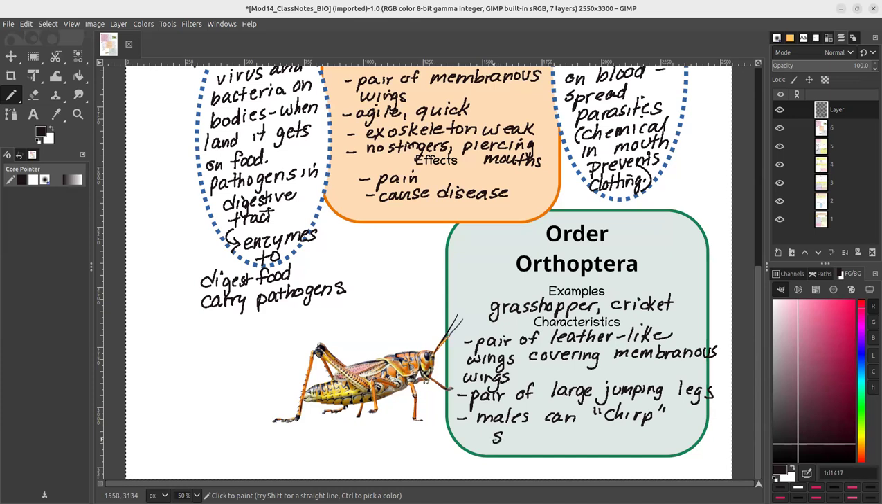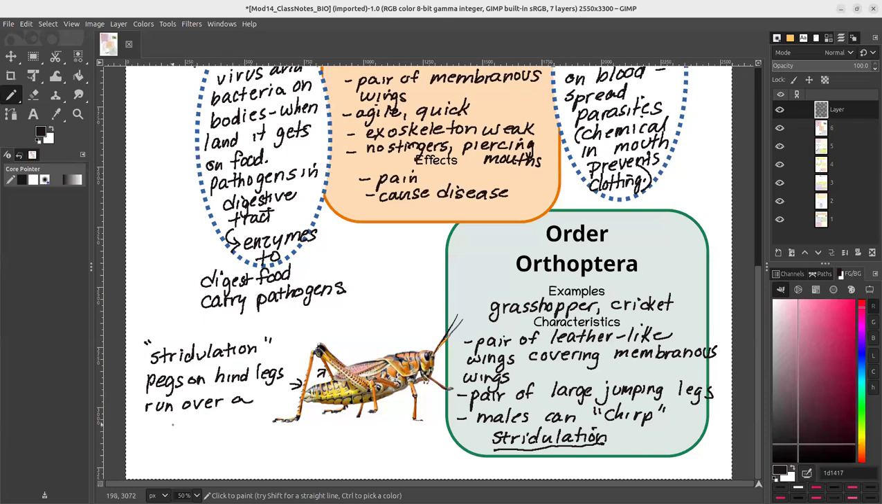Now, this chirping sound is called stridulation. And I'll explain it over here on the left. Basically, stridulation happens when pegs on the hind legs run over a sharp edge on the wing. You can kind of see that those hind legs are rough, aren't they? So pegs on the hind legs run over a sharp edge on the wing, and it causes this chirping sound. And different species make a different kind of sound.